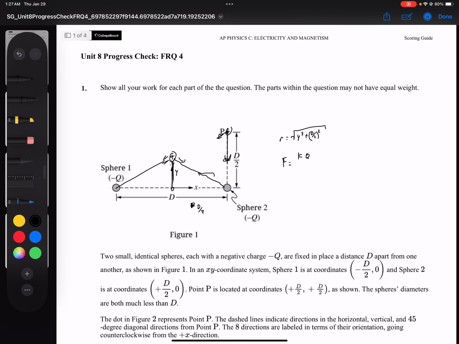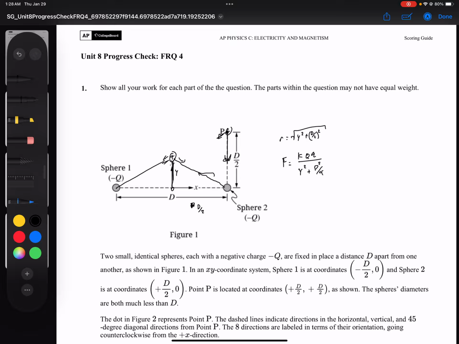Again, I'm just going to look at the magnitudes. All right, so we understand a vector has magnitude and direction. We're just looking at the magnitudes. I'm trying to wrap this up rather quickly. All right, so kqq over r squared, where r squared is y squared plus d squared over 4, right? So if I do d over 2 quantity squared, I get d squared over 4.